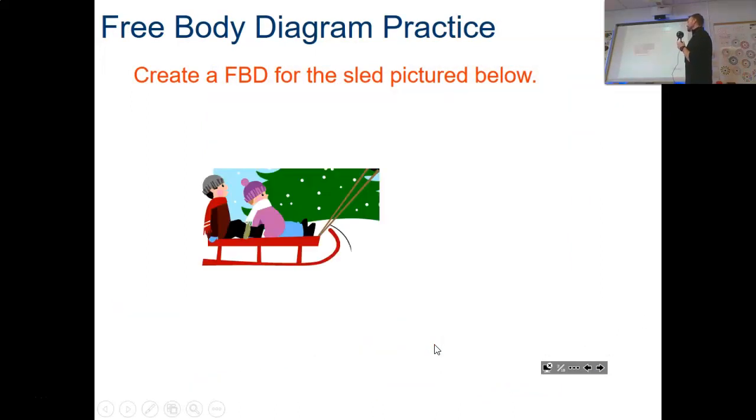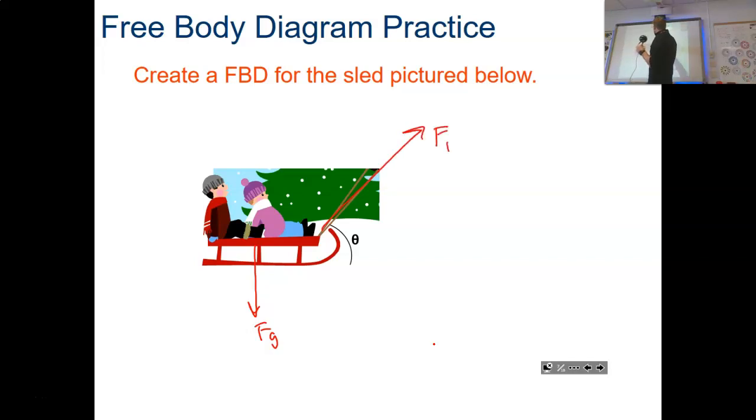Here's one for a sledder. You're pulling on some sled. So remember, the one force that's always present is gravity. Maybe these kids weigh together, plus the sled, 100 pounds. I don't know. You're pulling it, so we're going to go like this. Force of a pull. Now, if there's ever a rope, the rope pulls in the direction of the rope. So if that rope was at a different angle, you'd make your arrow at a different angle.